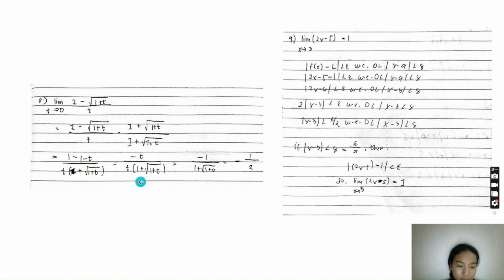And there, the remaining values are 1 plus the square root of 1 plus 0, since we have already substituted 0 into the t. So now our answer is negative 1/2. This means that as t approaches 0, the values are getting closer to negative 1 over 2.